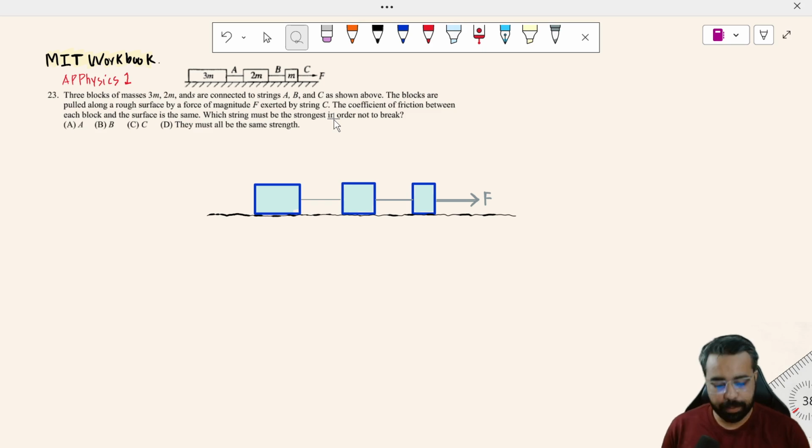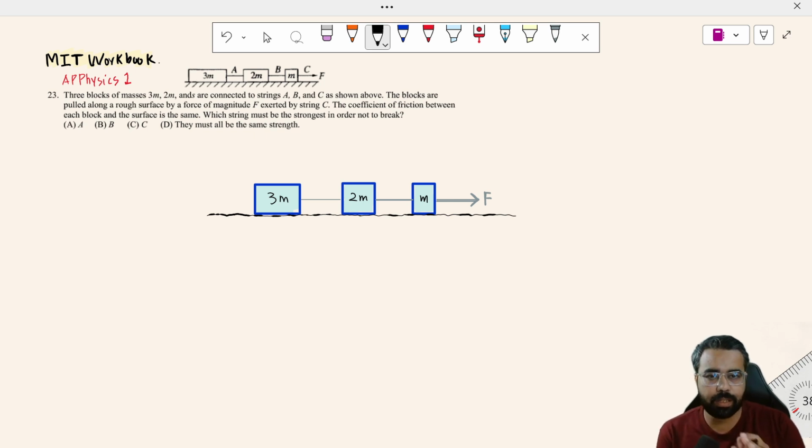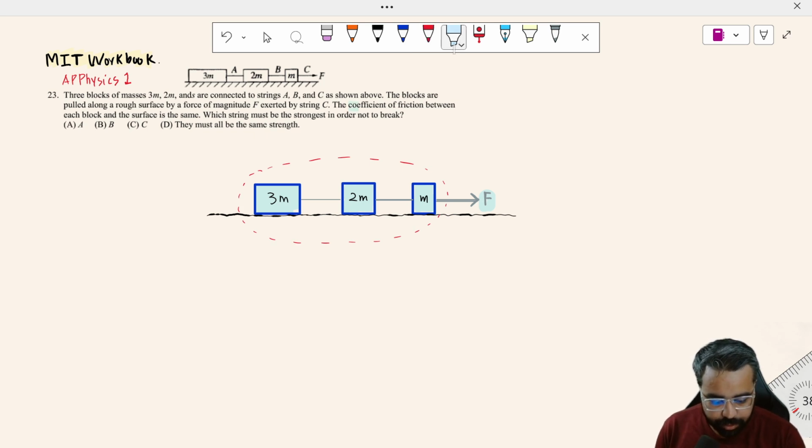There are three blocks. This one has the largest mass 3m, then 2m, and then the smallest mass. In this question, you see that these three blocks are pulled by this force F towards the right, which means this is a system accelerating to the right, and the coefficient of friction is the same for all of them because all of the blocks are experiencing the same rough surface.